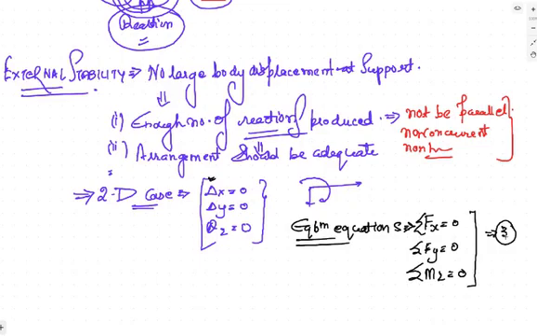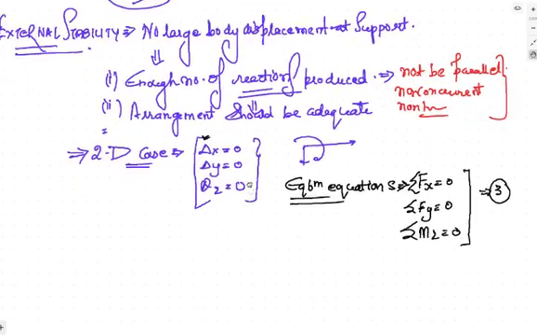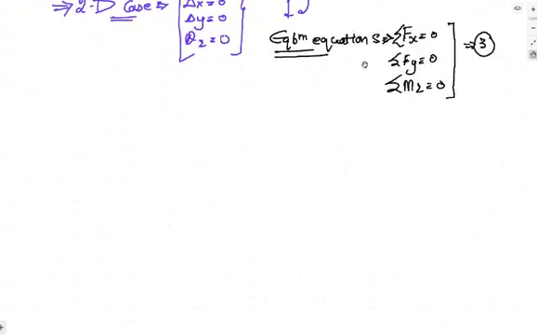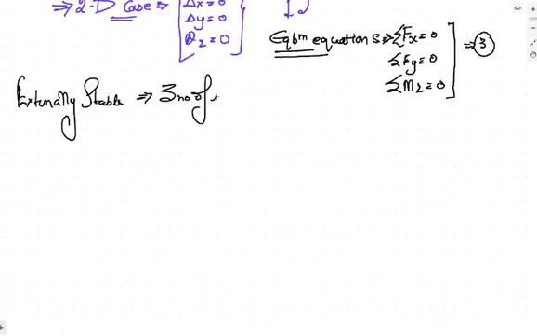तो अगर आप बात करते हो external stability की, तो it means that there should be enough number of reactions that must be developed at the support. It means the reactions should be either equal to 3 or more than 3. If the reactions are 3 or more than 3, then there will be no displacement. It means that for the structure to be externally stable, there should be at least 3 reactions developed at each support. But the condition is that they should not be concurrent, they should not be parallel.